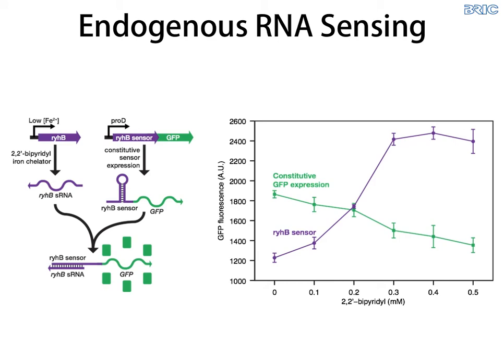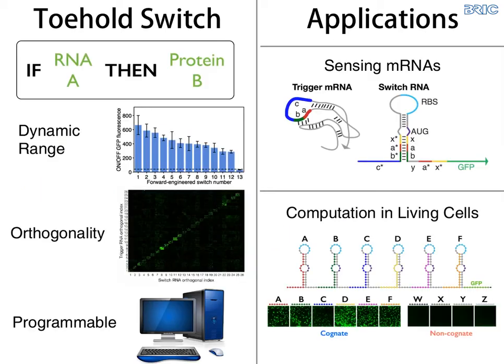For example, the RIB is an ion-responsive small RNA that's important for the bacteria, and then you can design a Toehold switch around it so that you can have a RIB sensor, and then you can actually see the expression of the RIB to be monitored through the expression of GFP.